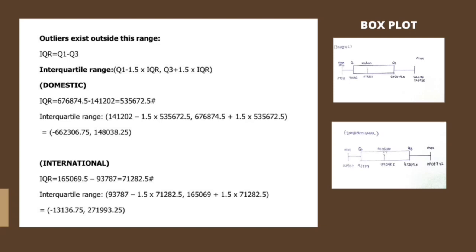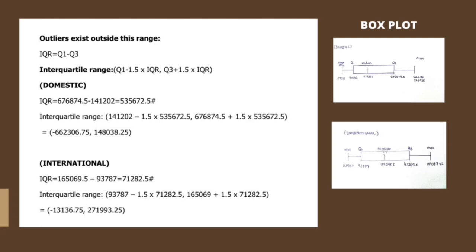For this, we will use the formula IQR equals Q3 minus Q1. For the interquartile range, we will use the formulas Q1 minus 1.5 times IQR and Q3 plus 1.5 times IQR. For domestic IQR, we get 535,672.5, and for the range the lower is negative 662,306.75, and the highest is 148,038.25.